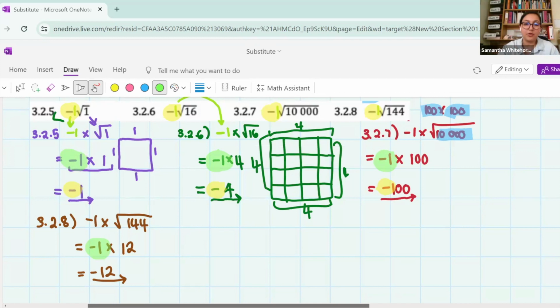All right, so I'm just going to stop there for you to hopefully finish marking and for you to take a screenshot if you need to take a screenshot.